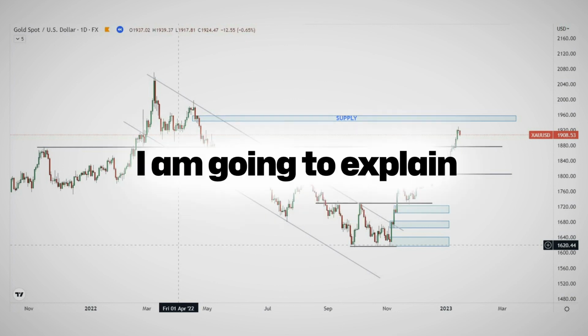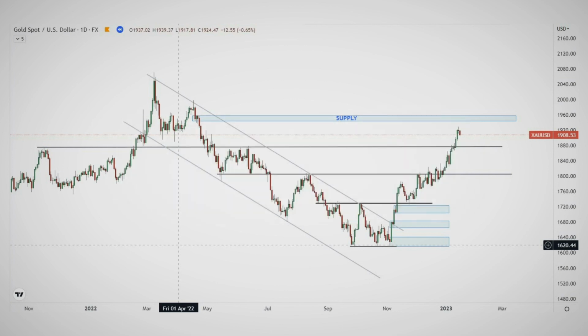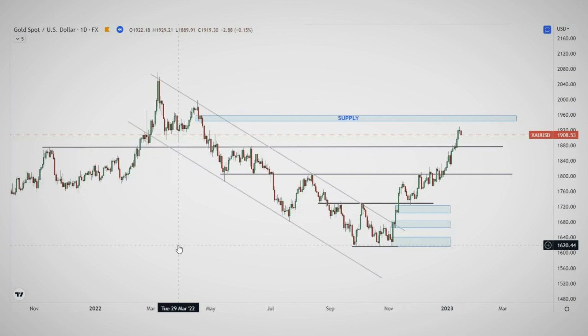In this video, I am going to explain how I trade gold. Let's take a look at this powerful trade technique that I teach to my members. I have been using it for a long time and now I want to share it.